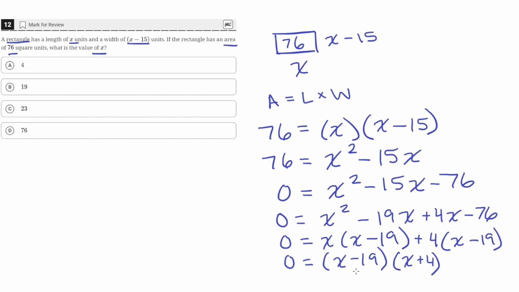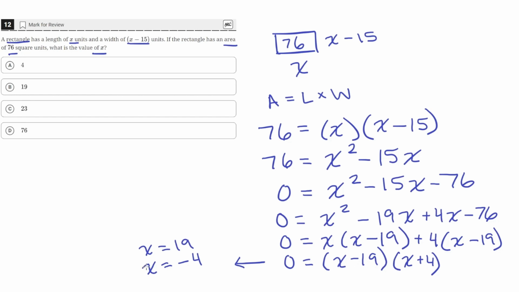Okay, and then we'll have two solutions to this equation. So x will equal 19, or x equals negative 4. Because plugging in 19 to x here will give us 0, which will make the whole equation 0, which satisfies the equation. And the same for when x is negative 4, it'll make this quantity 0, which when multiplied with this will also be 0.